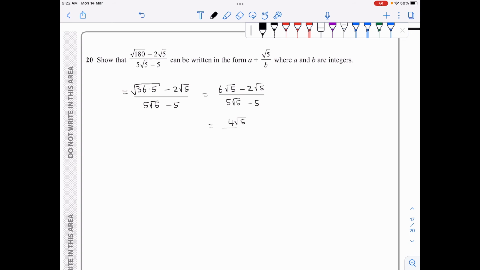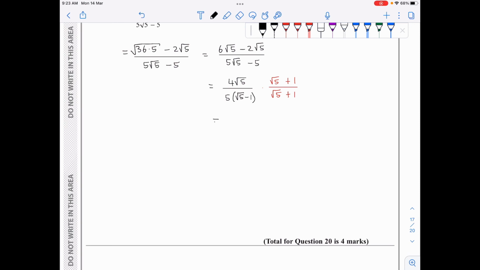root 5 over 5. I notice that 5 is a common factor in the denominator, so I'm going to take it out and get root 5 minus 1. We are a bit better than where we started off with, but we really need to rationalize the denominator. So I will multiply by 1 in an intelligent way. It's root 5 plus 1 over root 5 plus 1. So essentially what I'm doing here is mimicking a difference of two squares structure, because in the numerator, 4 root 5 times root 5 will be 4 times 5. And 4 root 5 times 1 is 4 root 5.